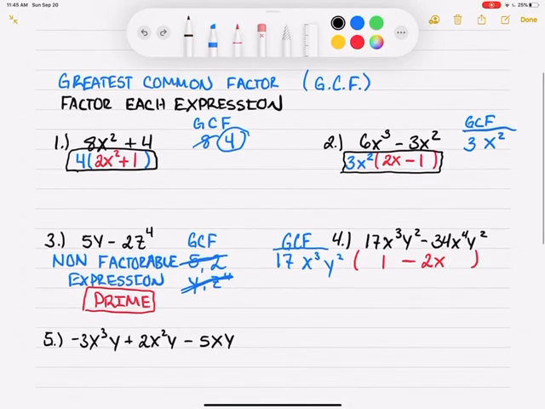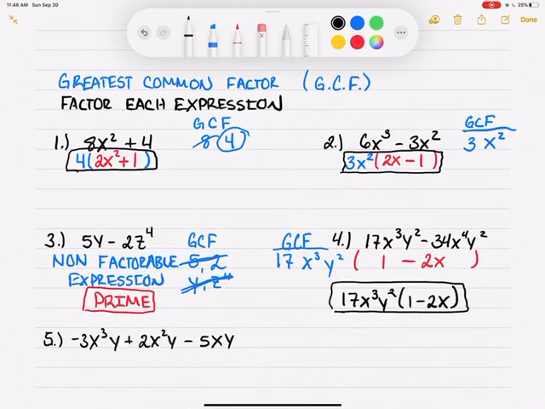Just to clean this up a bit, my factored version of this problem is 17x cubed y squared times 1 minus 2x. Remember, you can always check your solutions by redistributing and making sure that you end up with where you started. Which is the case.